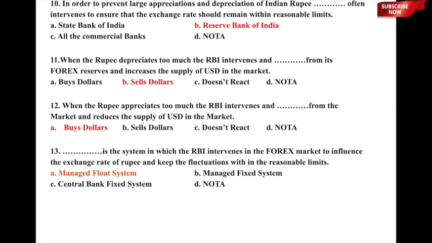So here we have seen two important cases wherein the rupee was depreciating too much, and in such a situation the RBI intervenes and sells the dollars from its foreign exchange reserves and then increases the supply of dollar in the market.